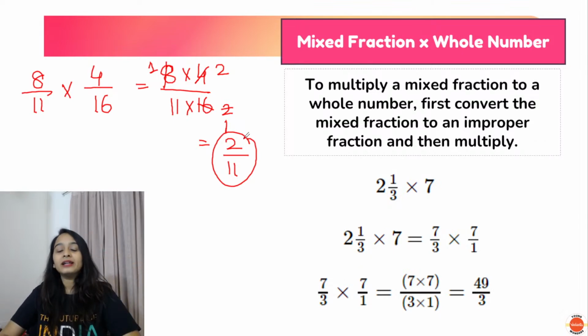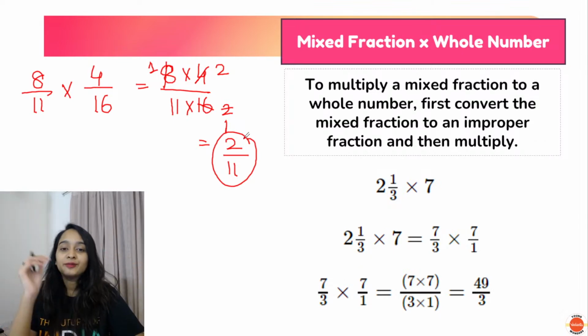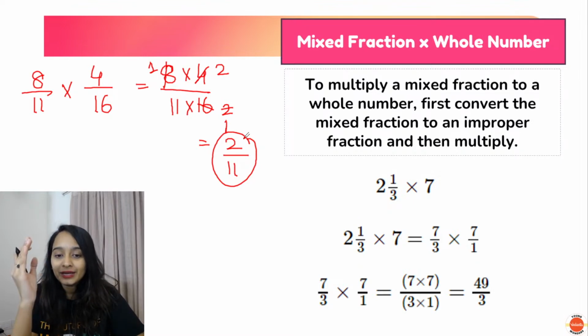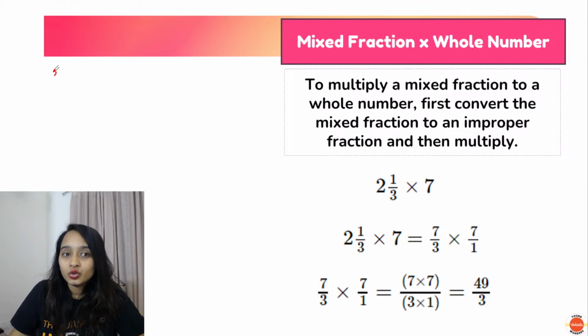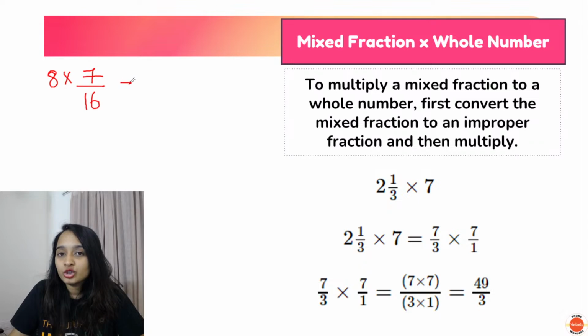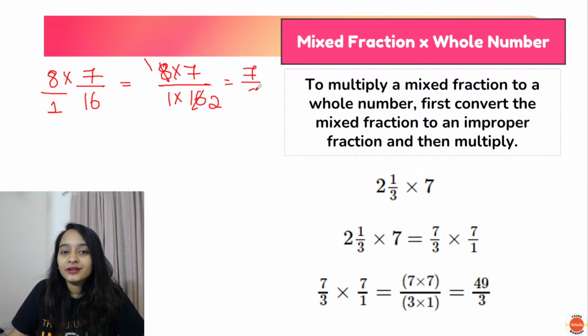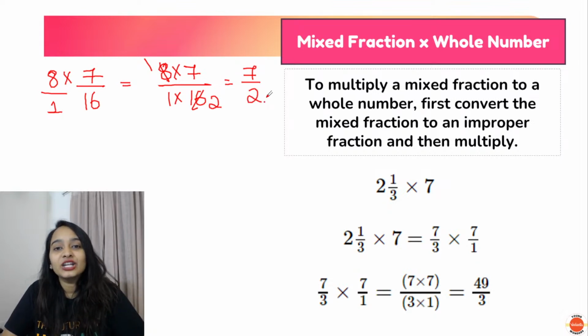So when you are multiplying two fractions, you have to multiply the numerator with the numerator, denominator with the denominator. What will you do if it is a whole number? If it is 8 multiplied with 7 by 16, what will you do? We will write 8 as 8 by 1. After that the story is the same. Now multiply the numerator with the numerator, denominator with the denominator. 8 into 1, 8 into 2. So the answer here is 7 by 2.